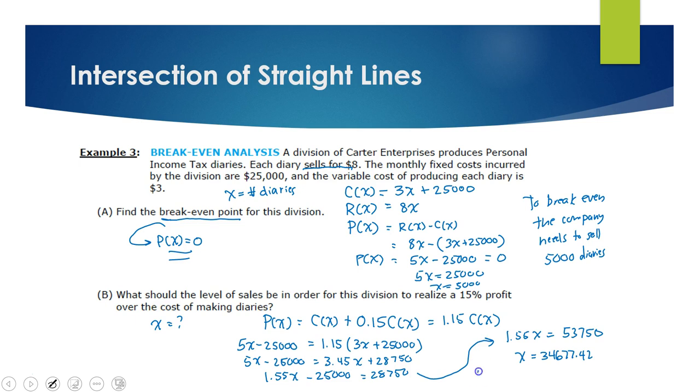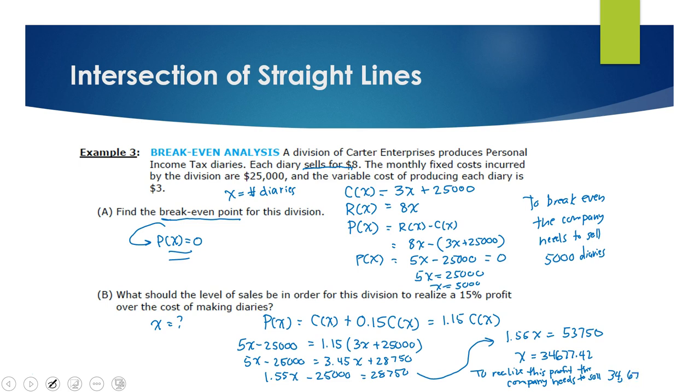So to realize this profit, the company needs to sell 34,677. There's always debate on this.